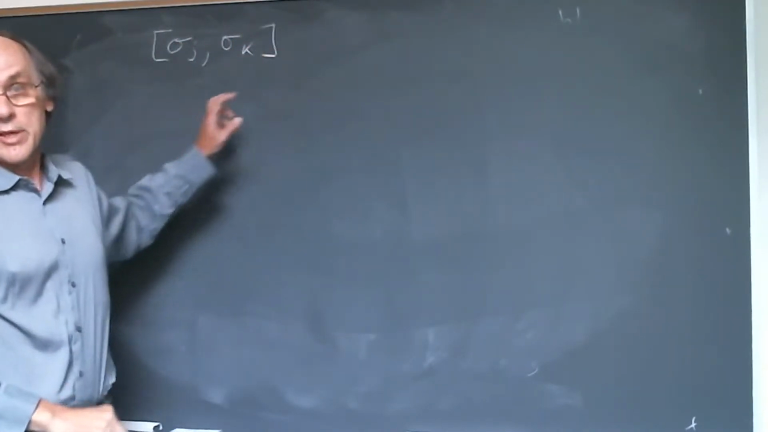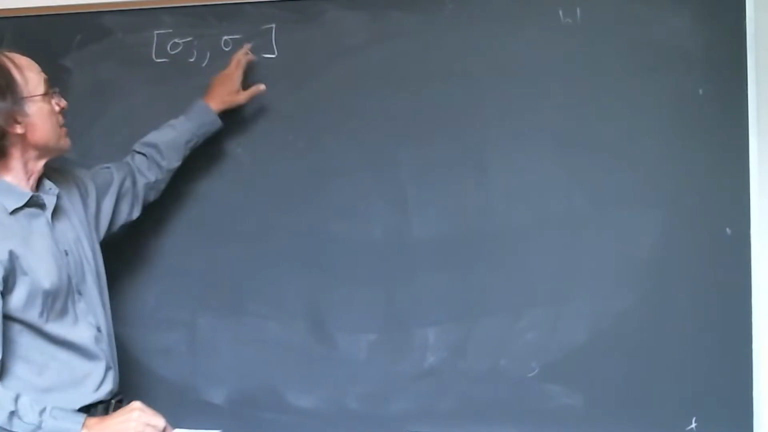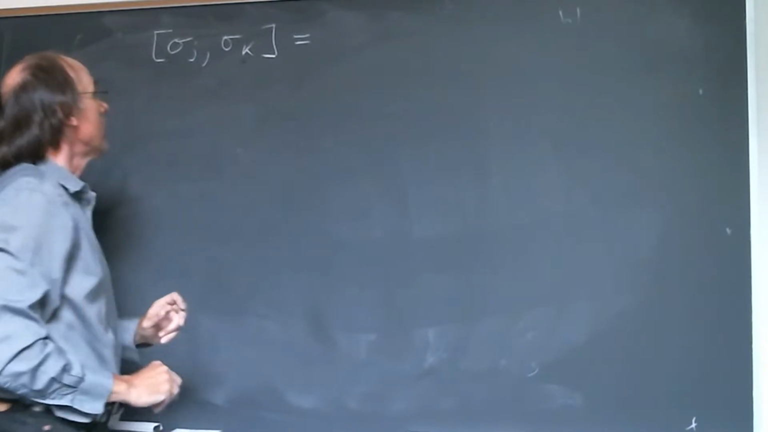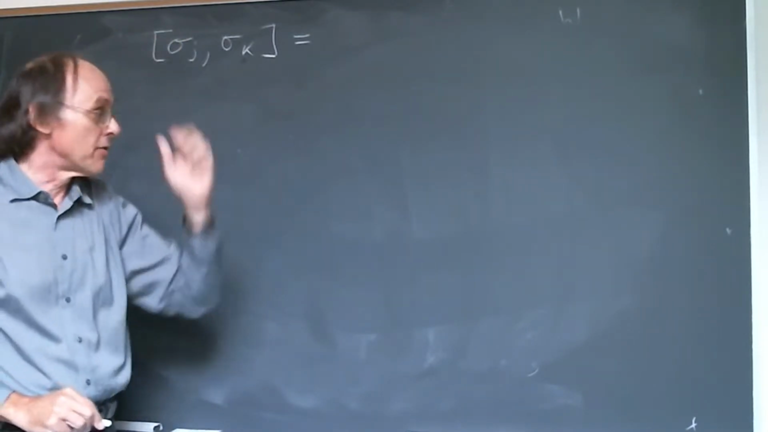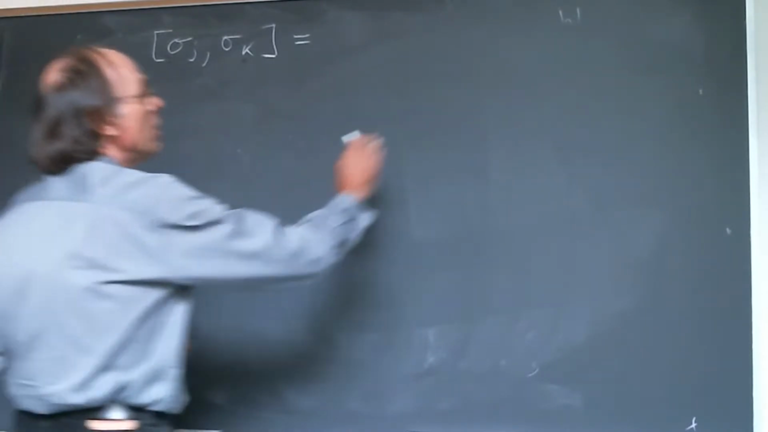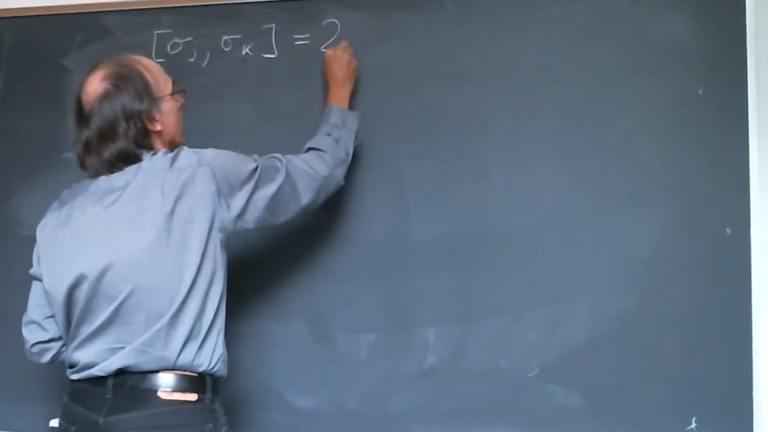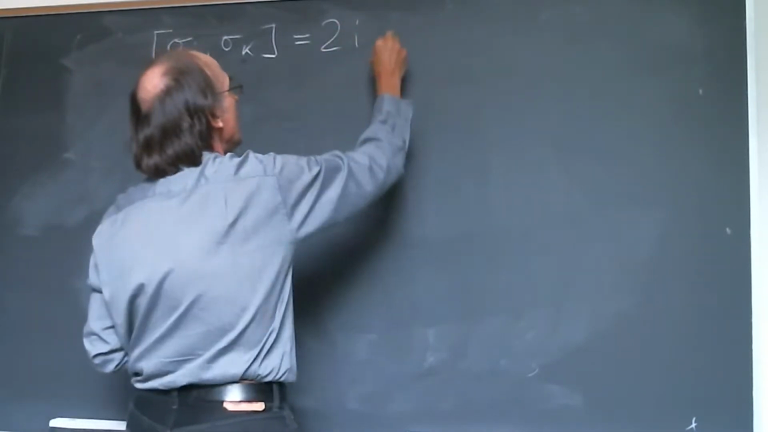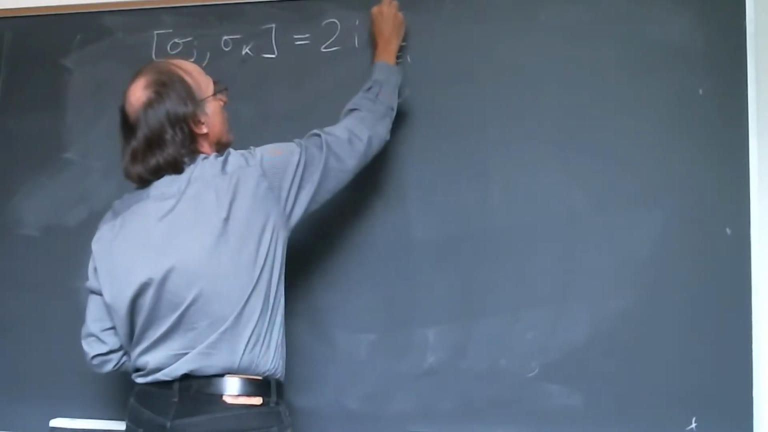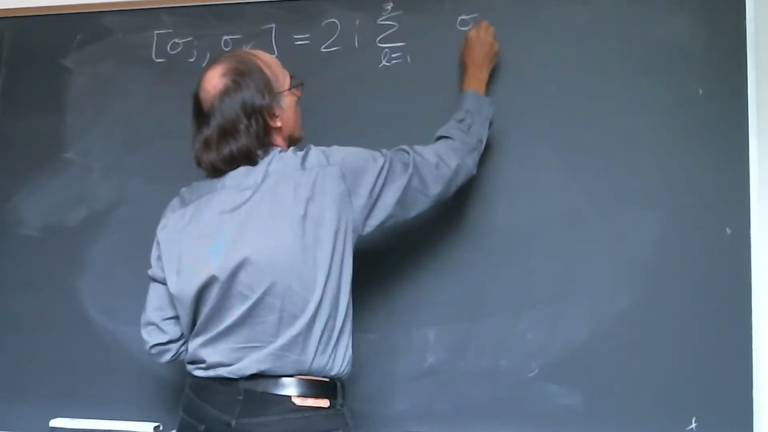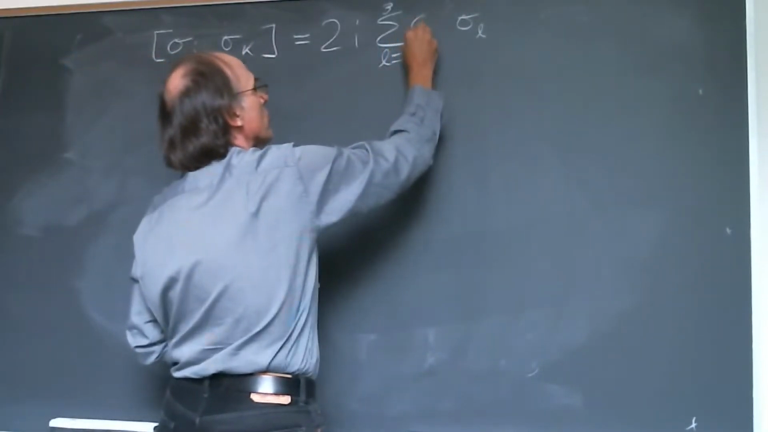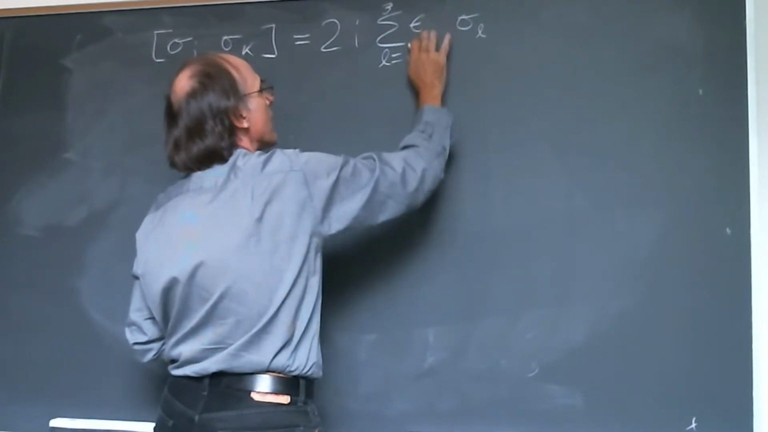So here you get this formula: the commutator of sigma j, sigma k. This is this times this minus this times this. It turns out you get, again, a linear combination of Pauli matrices, and the linear combination is given by 2i times a sum over l from 1 to 3 of epsilon jkl times sigma l, where the coefficients are given by the symbol epsilon jkl.